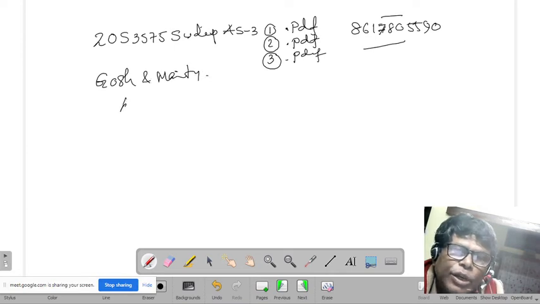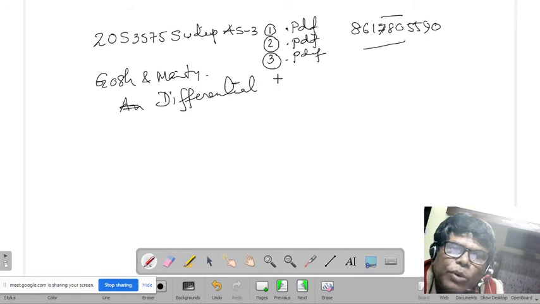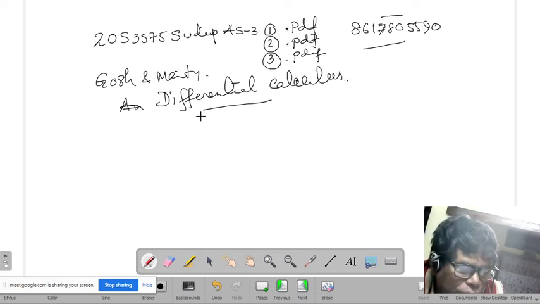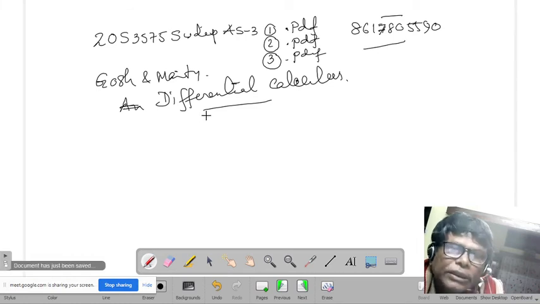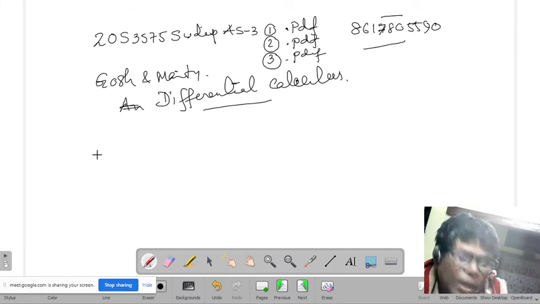The name of the book is Differential Calculus. I think you check it, it is FAT 1 Differential Calculus. Okay, Ghosh and Maiti, this FAT 1 book, you can get it. Now, find out one sum you can do, but this is not the assignment.